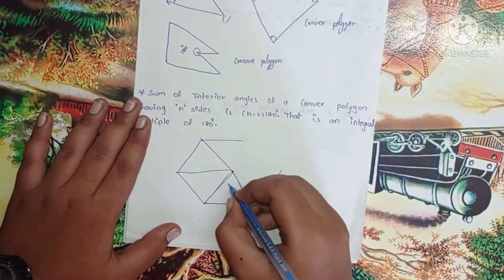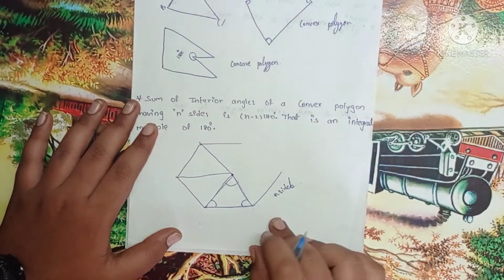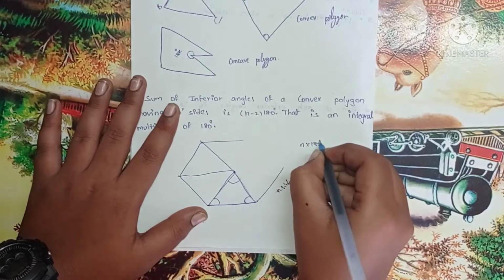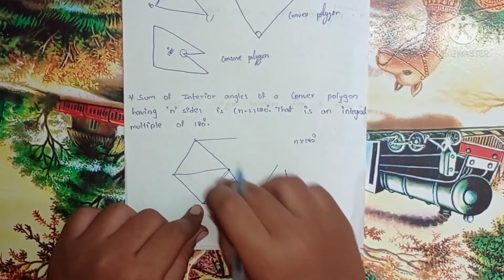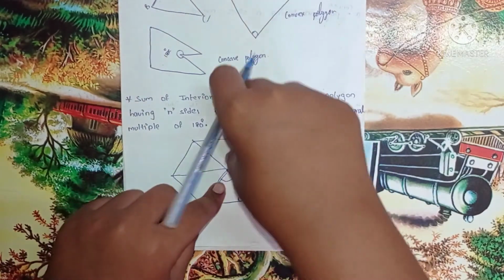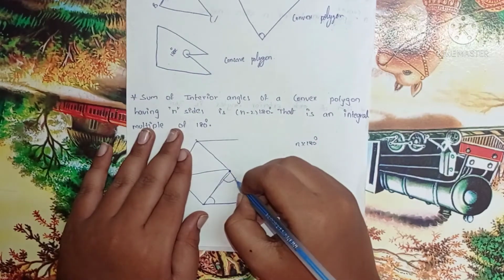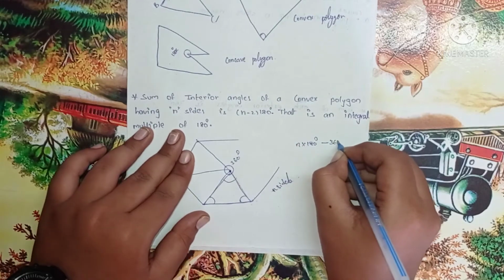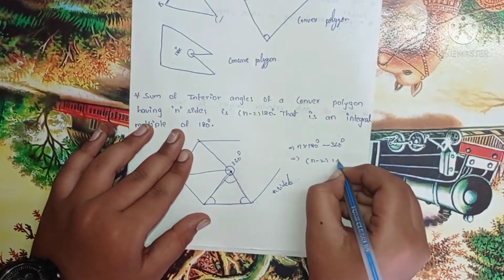The sum of the interior angles of a triangle is 180 degrees. They are forming n triangles, so n into 180 degrees. We want to know the angles at the vertices, which are known as the interior angles. But here we are also considering the angles at the point, so we want to subtract the angle made at the point, which is 360 degrees. So it is n into 180 degrees minus 360 degrees. Here we get (n minus 2) into 180 degrees.